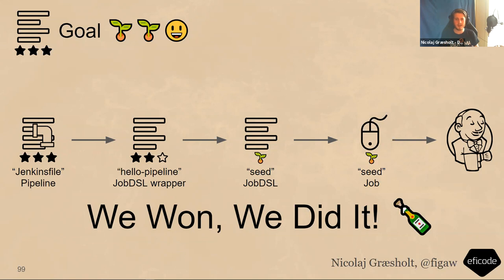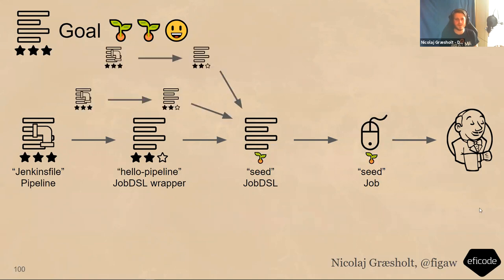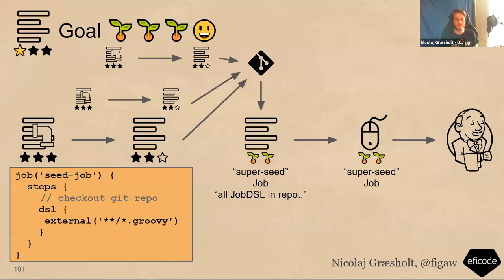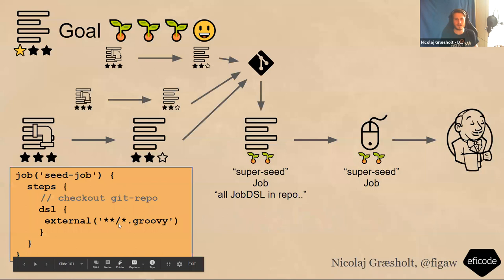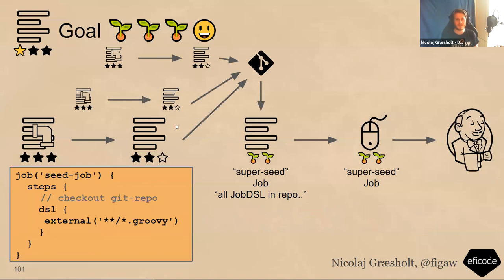So does this get better? It actually does. I told you about this change by addition, change by modification. I of course want to use the wildcards. So I just want to have my JobDSL seed jobs, the JobDSL wrappers, in a Git repository. And I want the super seed job to just reference this repository. Like, give me all the JobDSL in this repository.